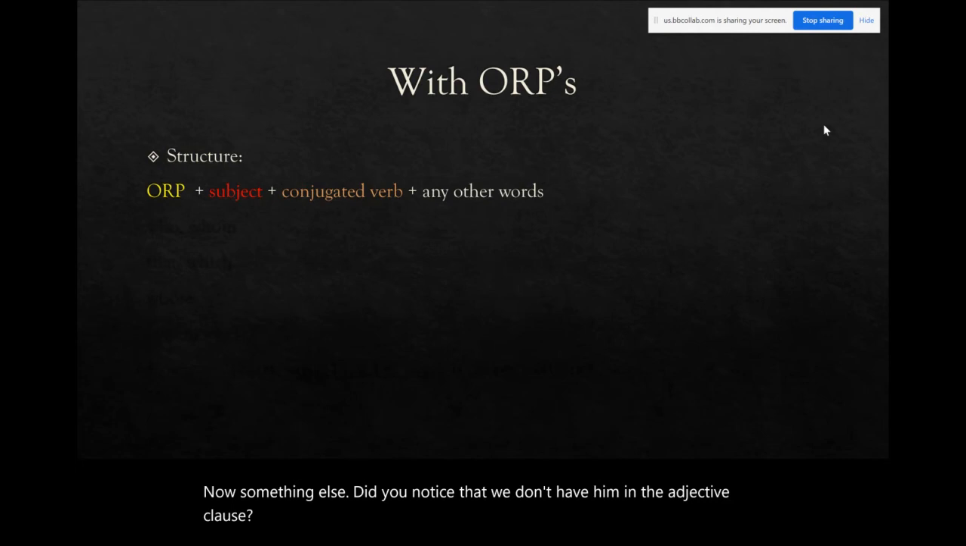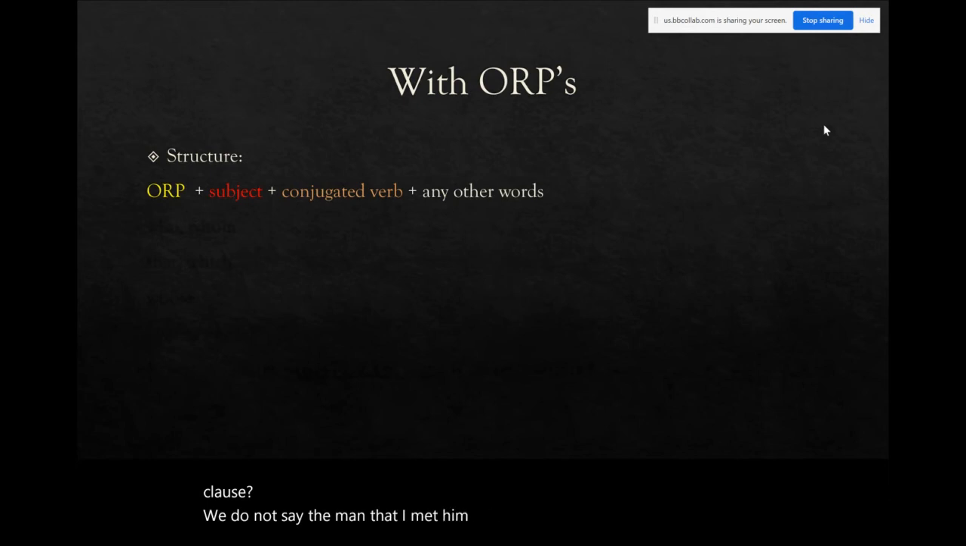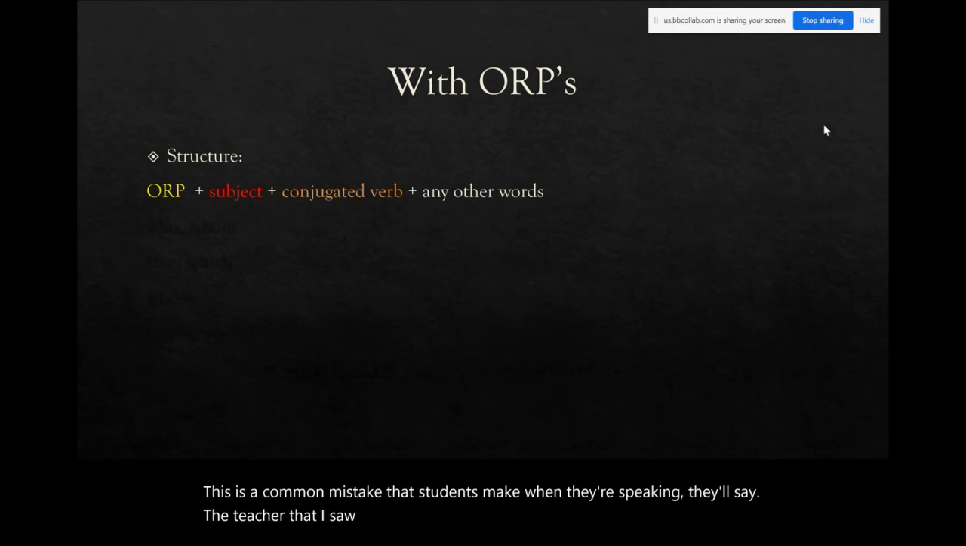We do not say, "the man that I met him was friendly." Everybody see that? This is a common mistake that students make when they're speaking. They'll say, "the teacher that I saw her over there," and it's like, we just made a mistake, because why do we have to take out him?